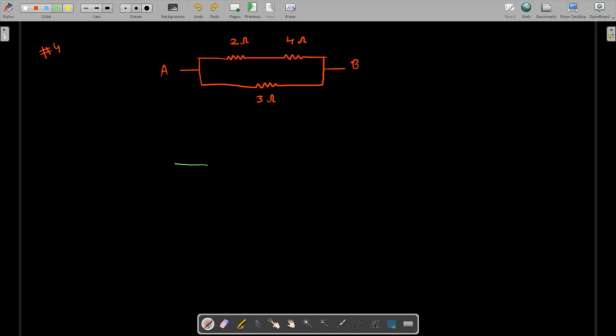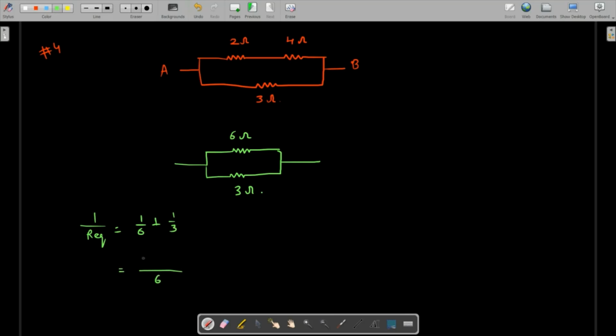So if we talk about the above one, that could be replaced by a single resistor which has a value of 2 plus 4 because they are in series, so that can be replaced by 6 ohm, and this is already 3 ohm, and now these two connections are in parallel. So 1 over R equivalent is going to be 1 over 6 plus 1 over 3.